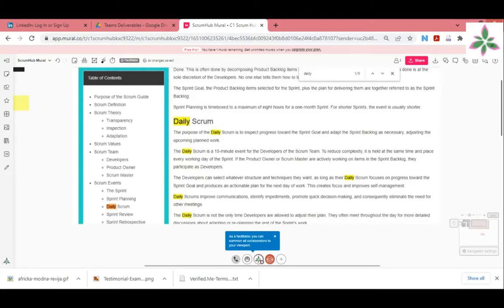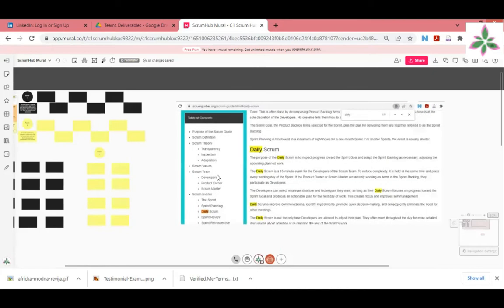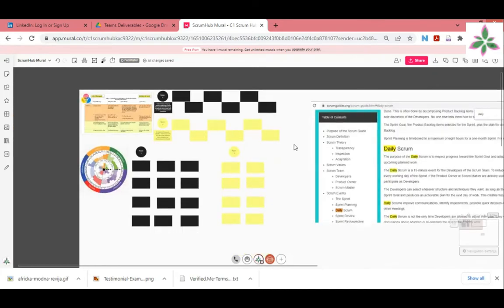The daily Scrum is not the only time developers are allowed to adjust their plan. They often meet throughout the day for more detailed discussions about adapting or replanning the rest of the sprint's work. Having said this, I hope this gives some insight as to what is expected in today's call. For those who are not fully aware what Team X and Team Y are working on, I'll just review that shortly.